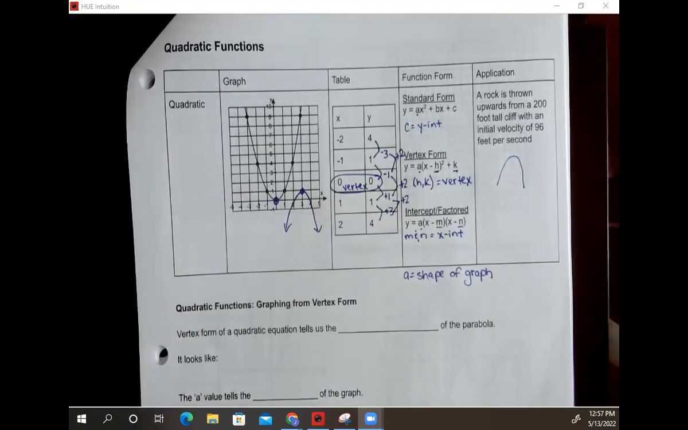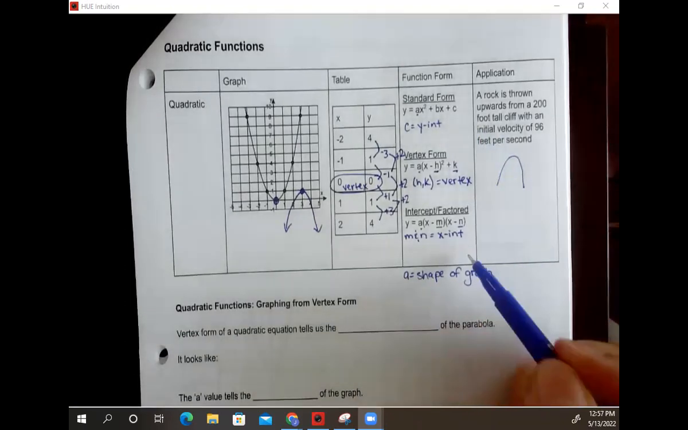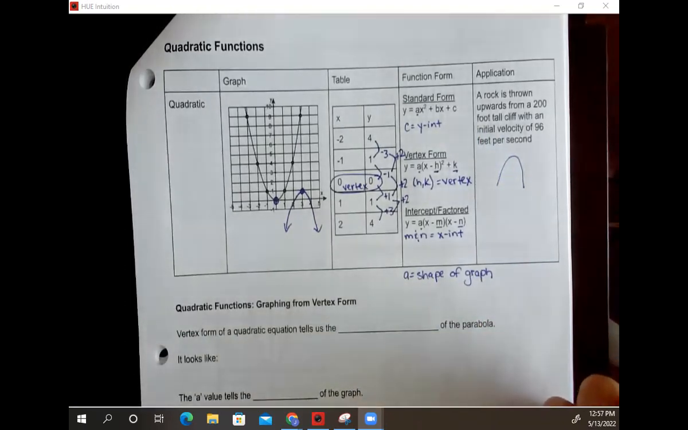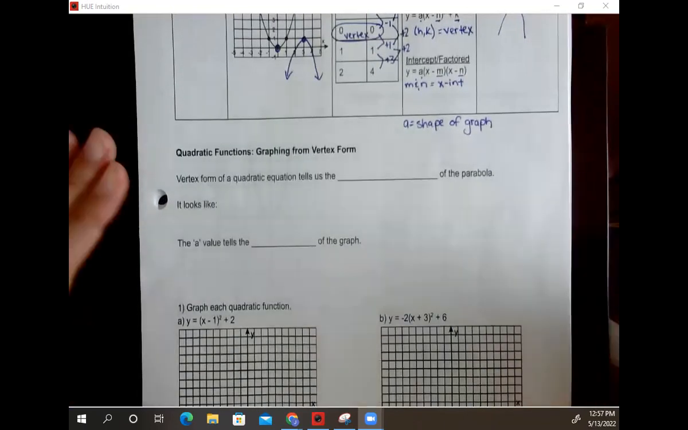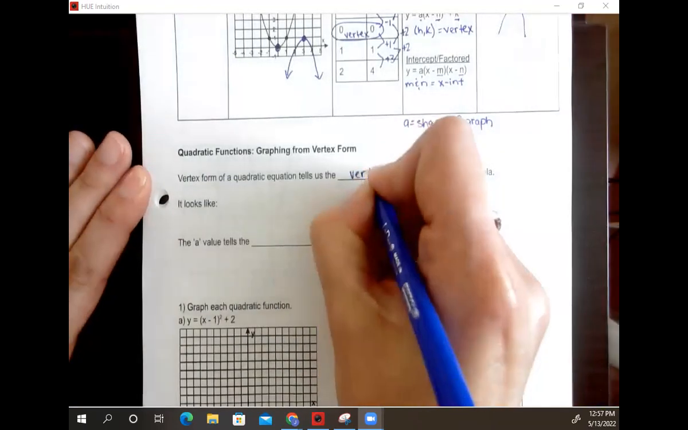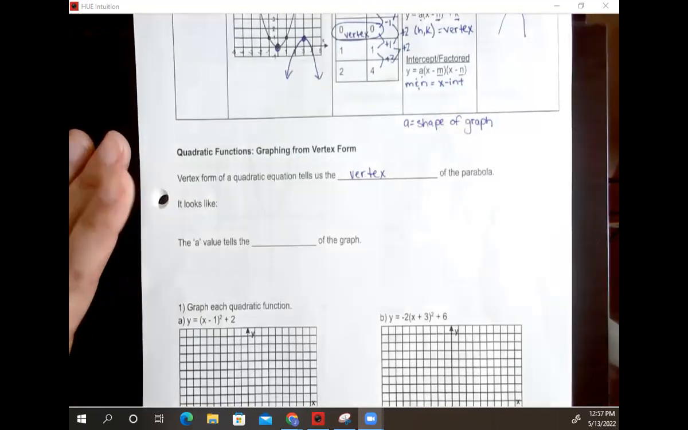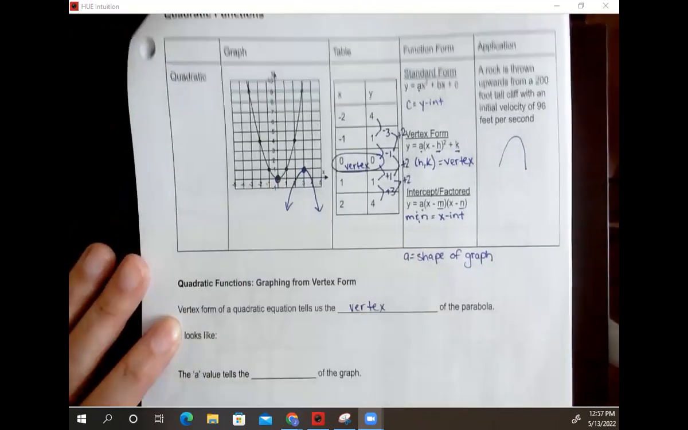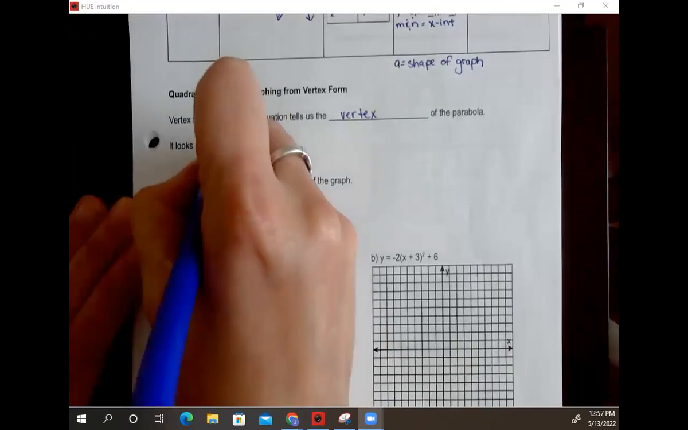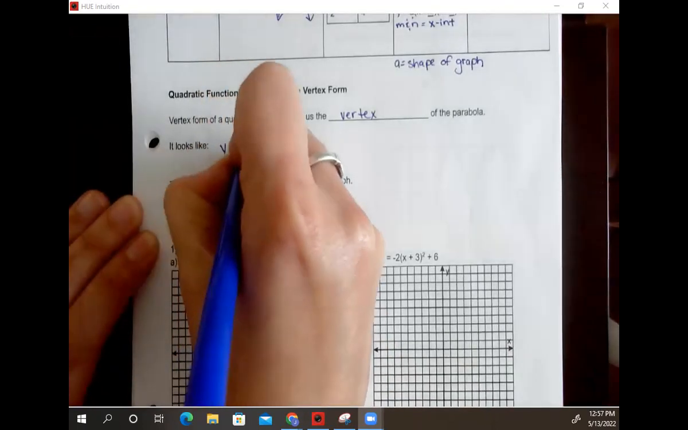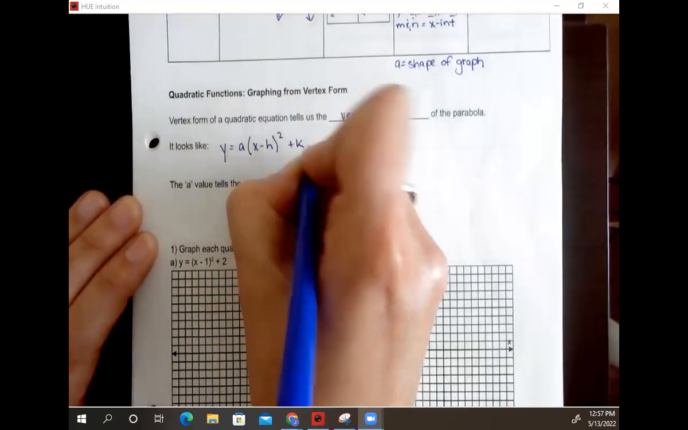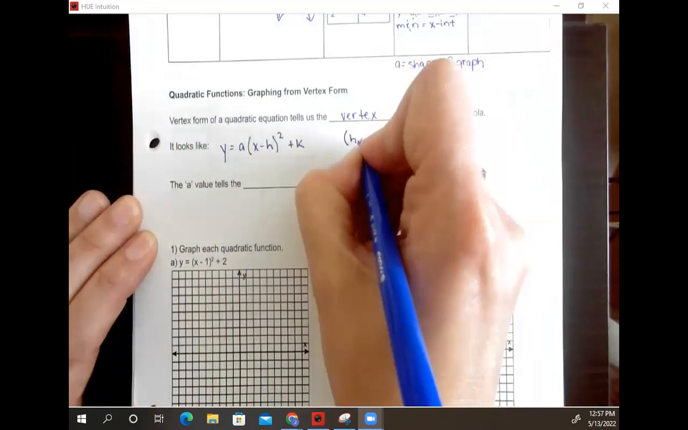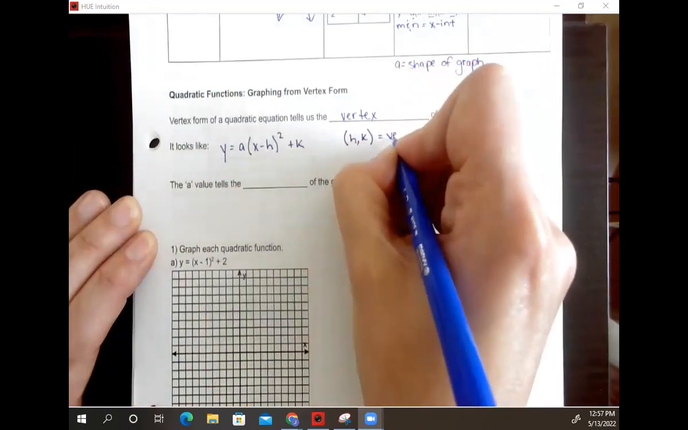So we'll look at graphing functions in standard form and graphing functions in factored form a little later on. We're going to start with vertex form. I know we just talked about this above, but vertex form of a quadratic tells us the vertex of our parabola. Remember, that's this point right here, that center of my parabola. It looks like y equals a times x minus h squared plus k, where h comma k is our vertex.